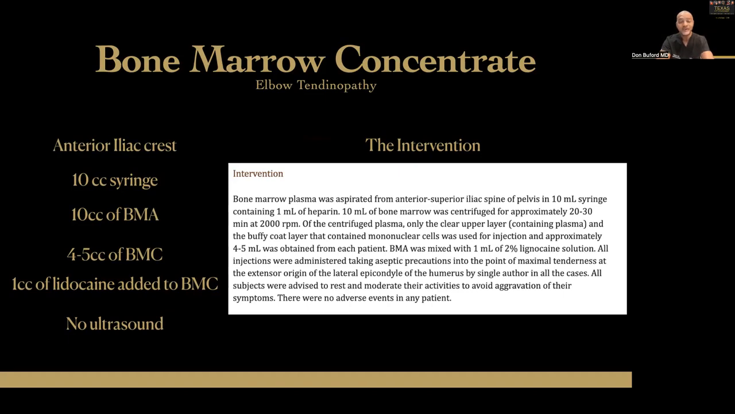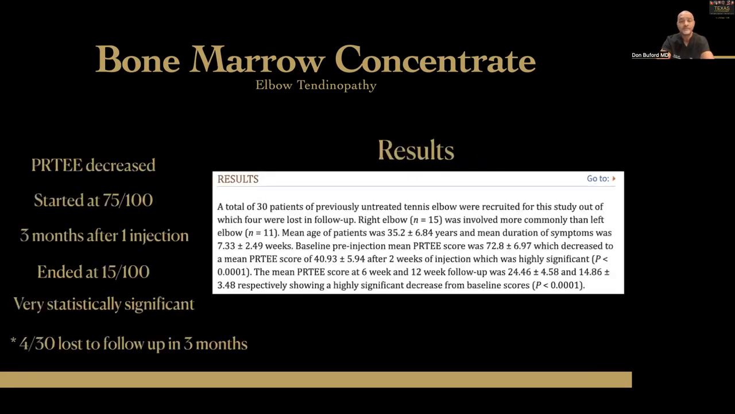From that 10 cc's of bone marrow, after centrifuging, they injected 4 to 5 cc's of bone marrow concentrate. You just heard me say a little bit earlier no more than a couple cc's, so that's a big volume. They added 1 cc of lidocaine to the bone marrow concentrate, a tactical error, which we'll talk about. And they didn't use ultrasound guidance for the injection. So the intervention has some holes in it, but at least they described it so we know what they did. Their results were pretty good.